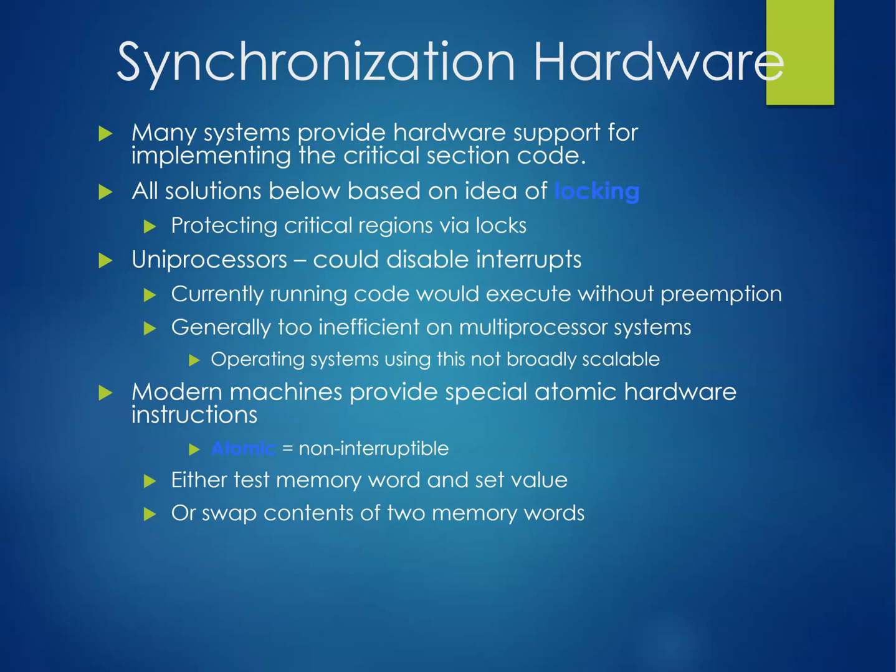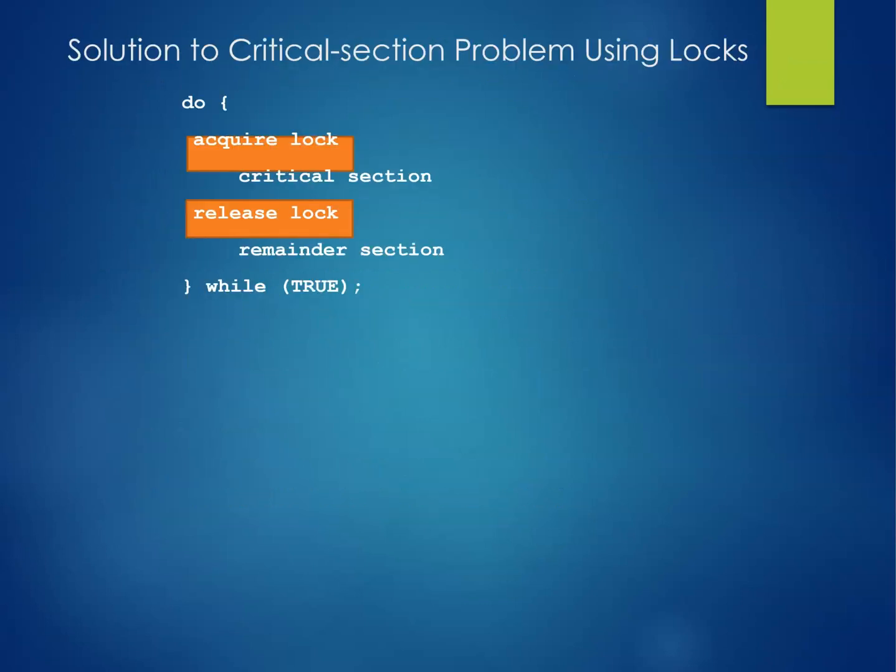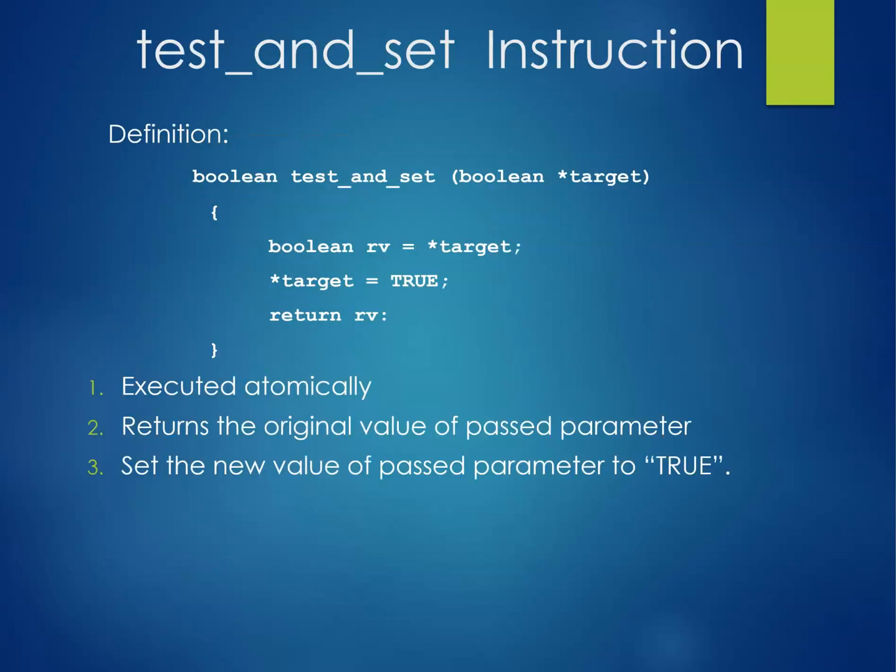Modern machines provide special atomic hardware instructions. And by atomic, again, we mean non-interruptible. Either they test a memory word and set its value, or swap the contents of two memory words. So here what we do is we acquire a lock, do our critical section, release the lock, and then a remainder section.